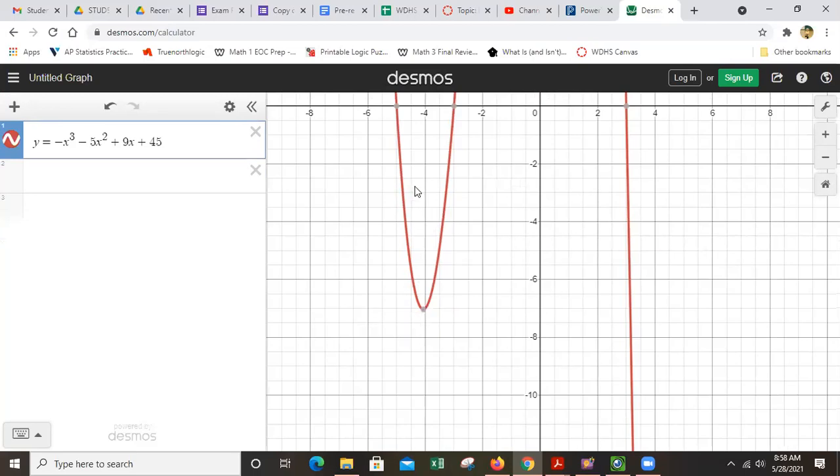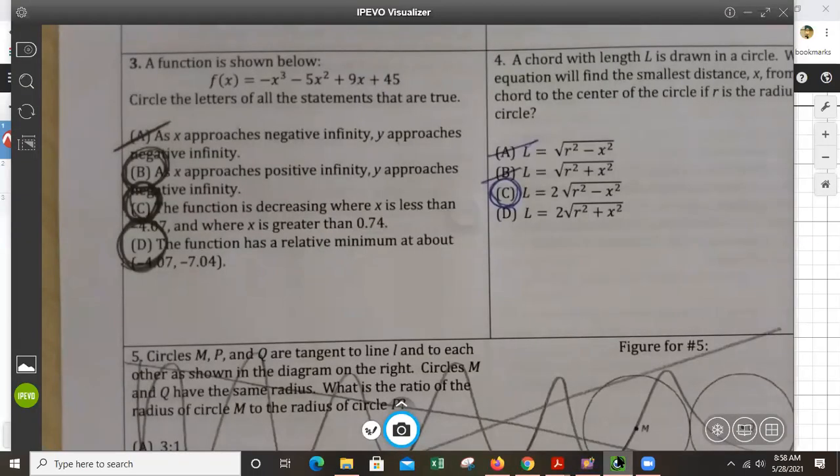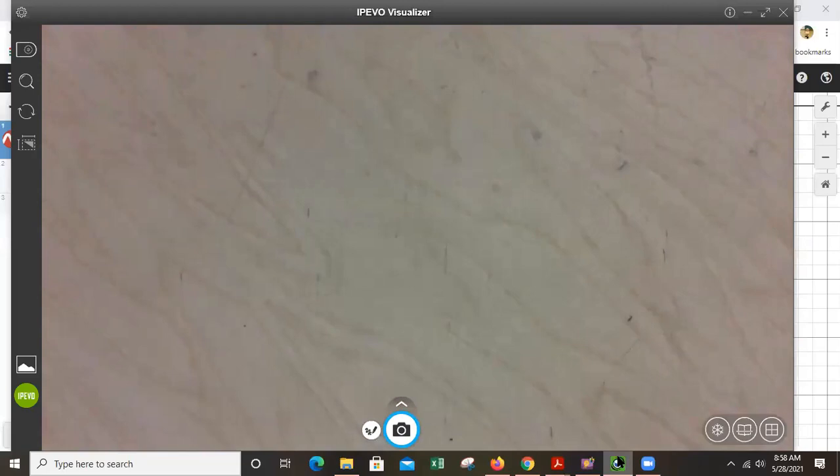Okay. So I'm going to go back to this. B, C, and D will work. Okay, I think we did all of the next page.